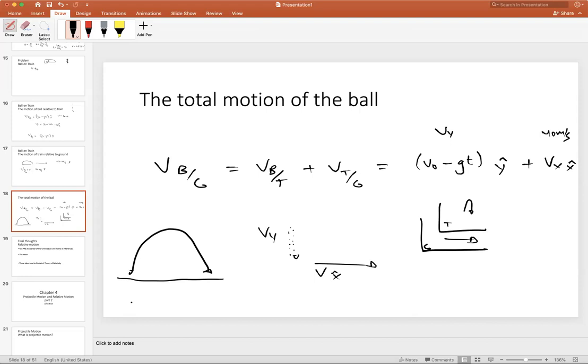Now here's the problem I have, and the reason why I wanted to set this up the way I did. Which motion is correct? Is the ball going straight up and down? Or is the ball going on this curved parabolic path?